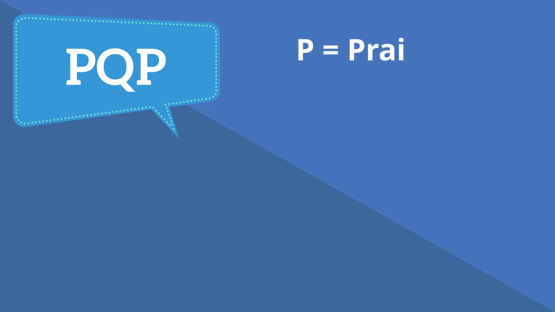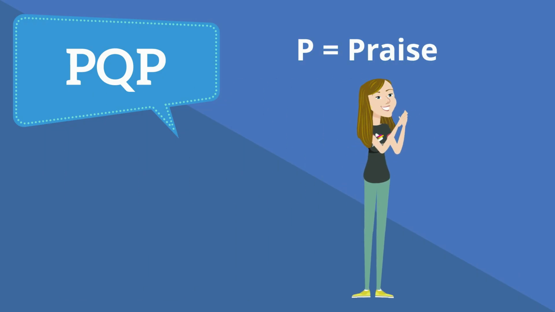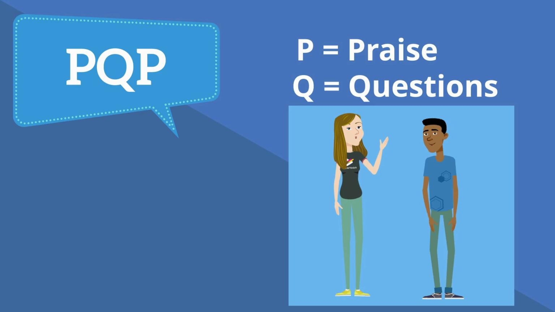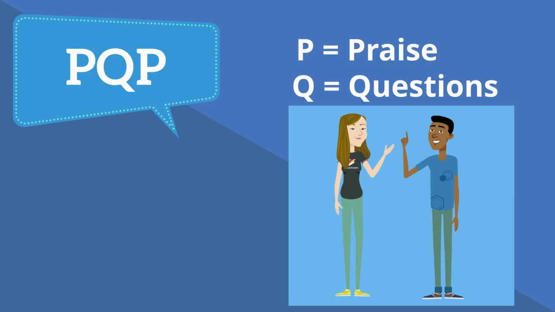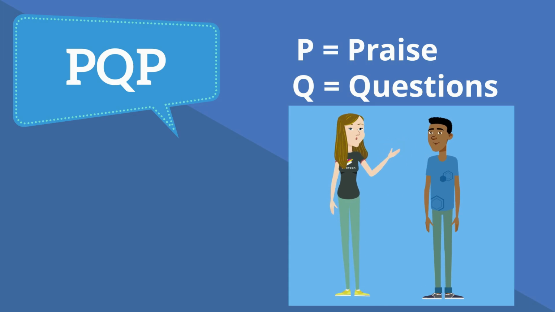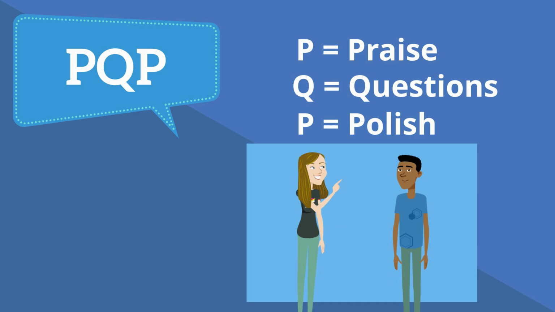First, start with praise. You want to be specific about what they did well. Second, ask a clarification question about the content. For example, what is the reason that you chose this type of introduction? Third, end with polish. In other words, offer specific suggestions on areas that need some improvement.